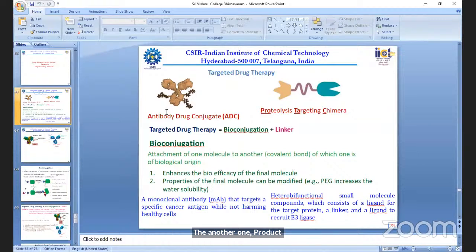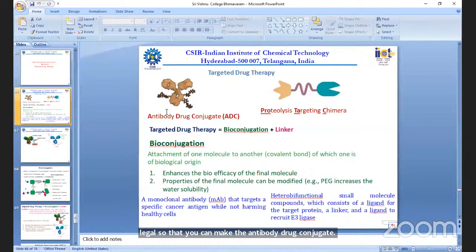You can make targeted drug therapy by using bioconjugation. You can use a linker. That means you can make one linker and do the bioconjugation. You can make the targeted drug therapy. Bioconjugation means the attachment of one molecule to another. That means you can make a covalent bond, one of which is of biological origin. That means you can take one of biological origin and make the linker, so that you can make the antibody drug conjugate. Why are we doing this?